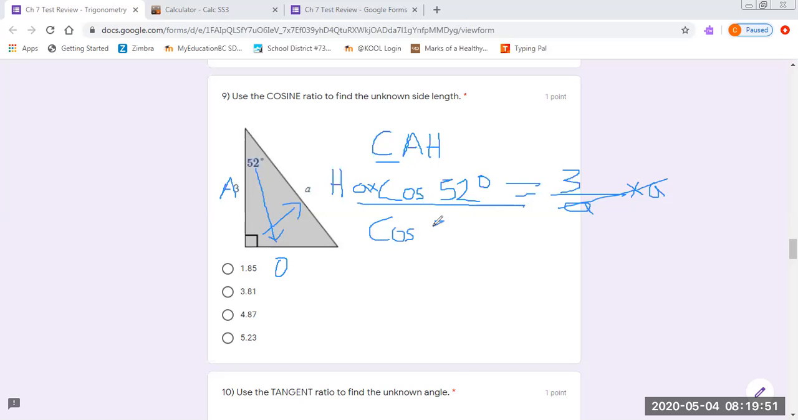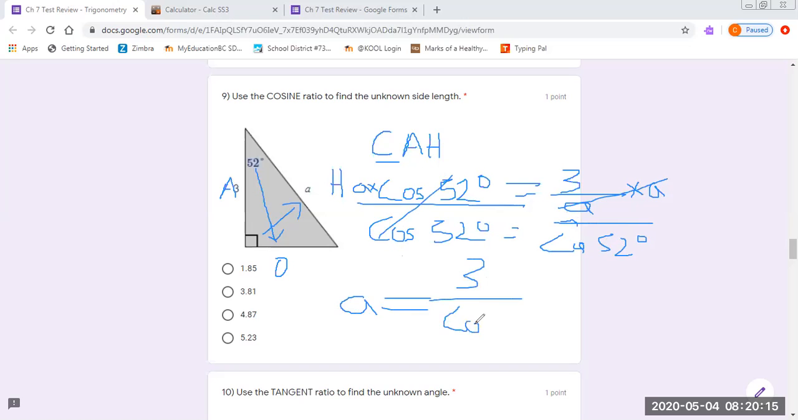When I do that on both sides, this is really badly written, but it is going to cancel out these cosines, so I'm left with A over here, which is the hypotenuse, and I'm going to have 3 over the cosine of 52. The key here is that I have to put 3 in first and then divide by the cosine of 52. So how I put this into my calculator is very important.